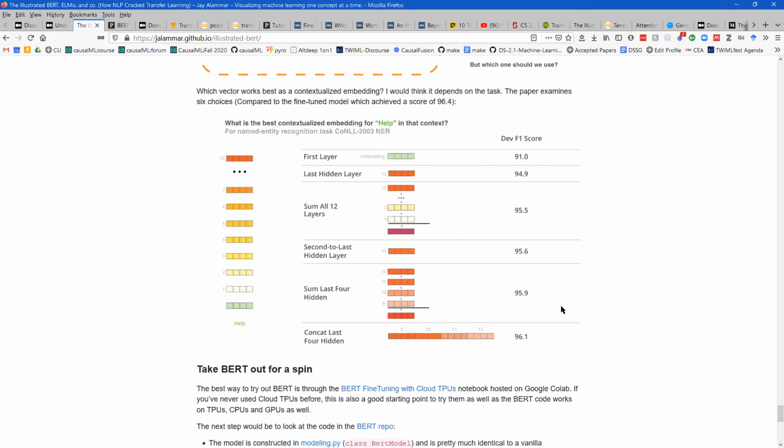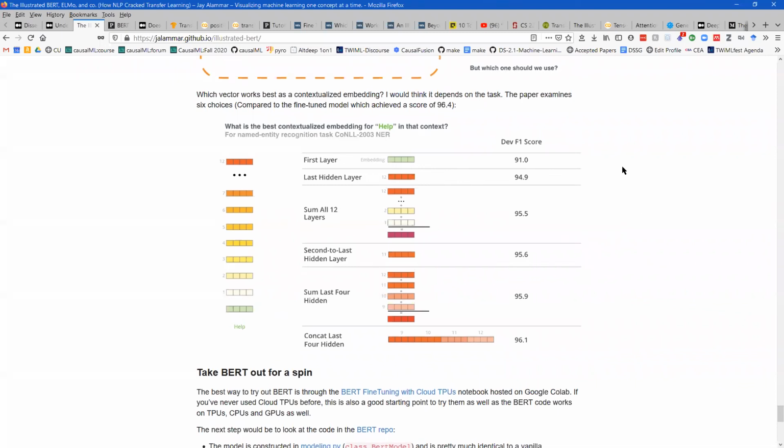So that's kind of interesting. I guess this came out of the experiments they did. I think it's because the last hidden layer was too focused on the previous tasks, that was masked language modeling and the other one. So since it was too focused on the earlier pre-trained task, the second to last hidden layer actually outperforms it for other tasks.